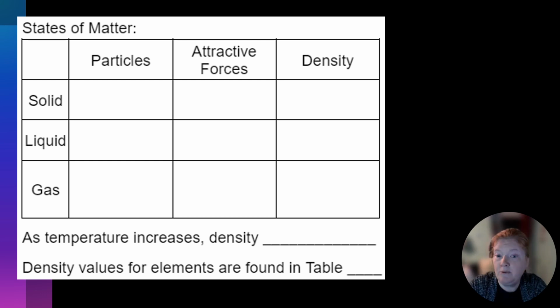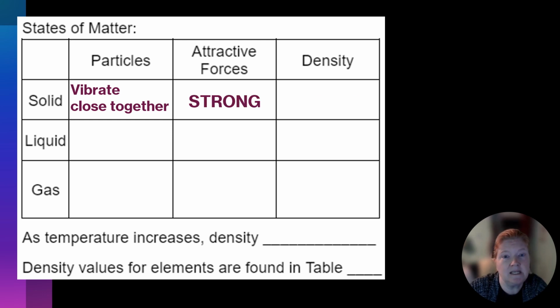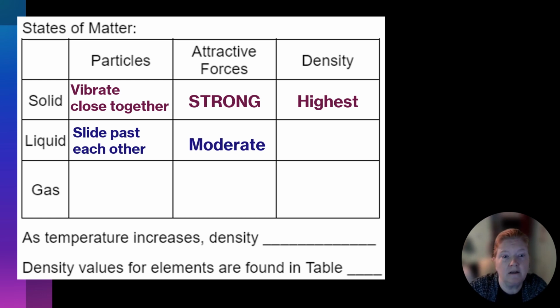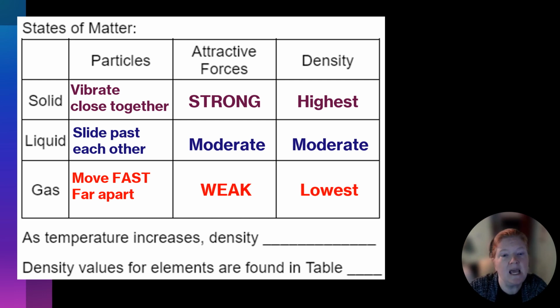All right, so let's fill out this table, which is a recap of what we just did. So this is in your notes, you should be filling it out. The particles in a solid vibrate, they're close together, strong attractive forces, and the highest density. In a liquid, the particles slide past each other. They have moderate attractive forces and moderate density. And for a gas, the particles move fast and are far apart, weak attractive forces, and the lowest density. And as temperature increases, density will decrease, and density values are found in table S. Pause this until you get this all written down.